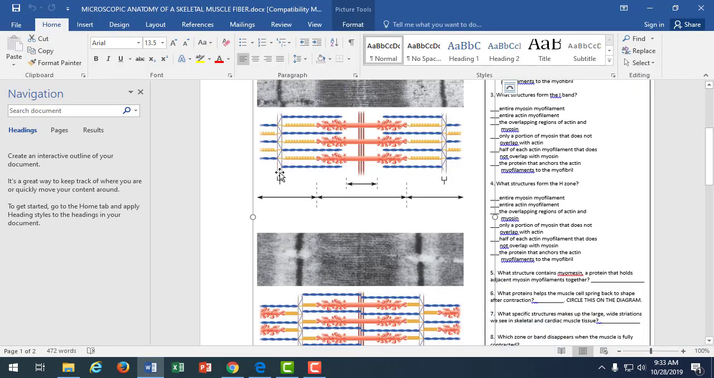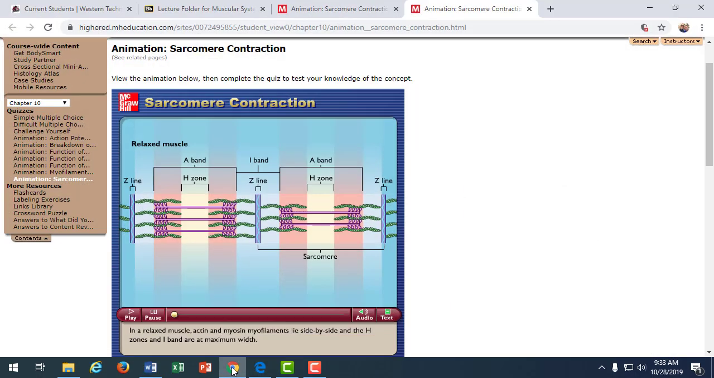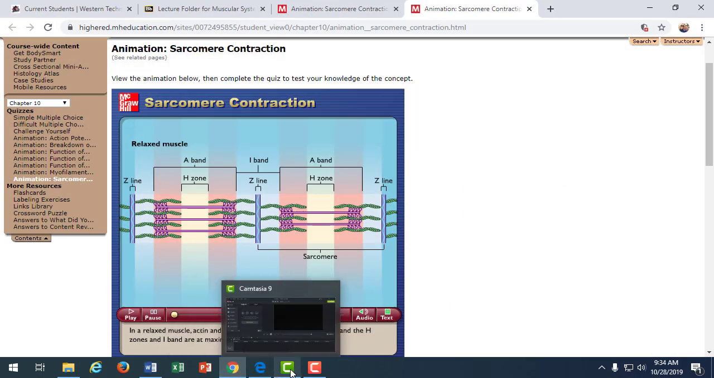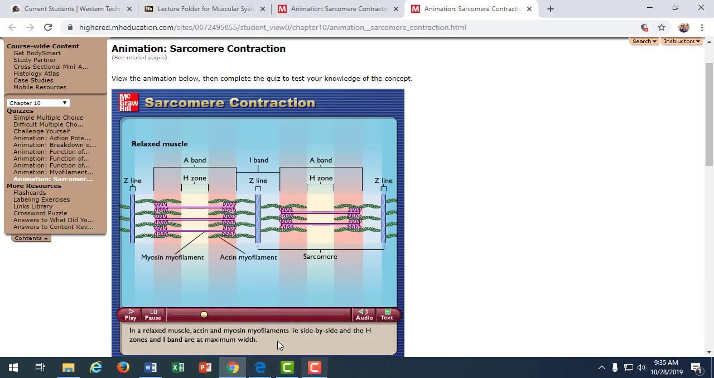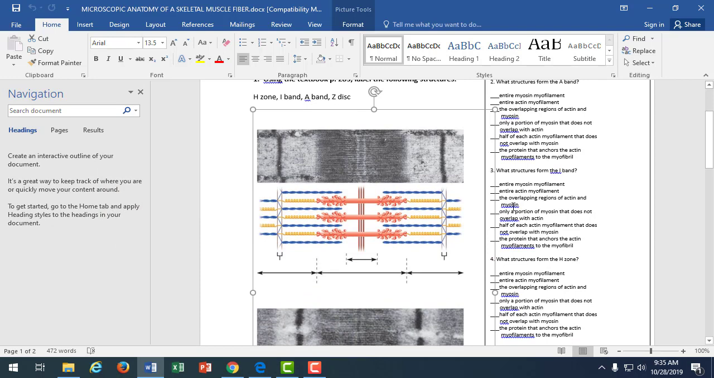The distance from one Z disc to the next Z disc is a sarcomere. So this whole thing here, from this field goal to this field goal, Z disc to Z disc, is a sarcomere. And that's the structural and functional unit of muscle cell. That's what contracts and actually shortens in the muscle. And we're going to witness that when you watch this animation here. So after watching this animation and identifying what shortens and what doesn't, we can go back to our worksheet and look at the first one.